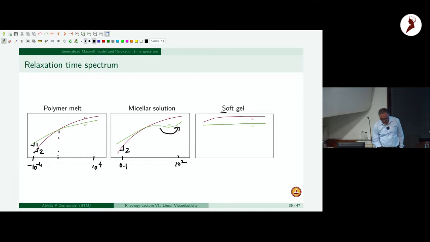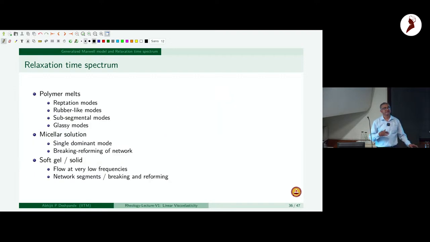And then there are several classes of materials which show soft gel response, where both G prime and G double prime are largely constant. And if you look at the relaxation time spectrum corresponding to different types of modes, in case of polymer melts you have the reptation modes, which are the largest relaxation times. And only when the experimental time scale is longer than them do you see the perfectly viscous dissipative response. Then as you keep on increasing frequency, you have the rubber-like modes, which are highly dissipative, as we saw, and subsegmental modes, and eventually glassy modes.